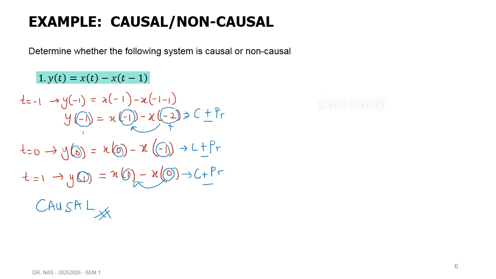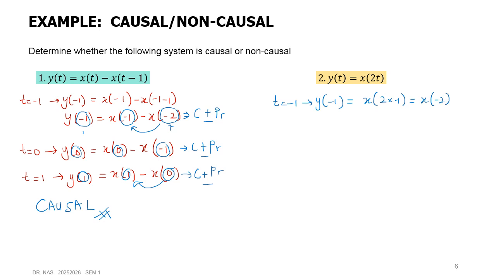Okay, let's look at the next example. So y(t) equals x(2t). Again, let's try three different t values. Start with t equal to -1. So what happened to your y? y(-1) equals x(2 times -1), so it's equal to x(-2).